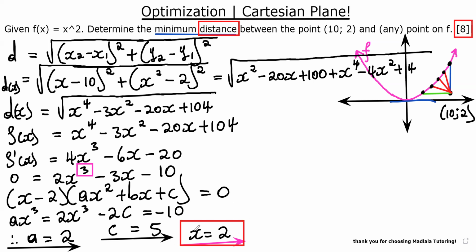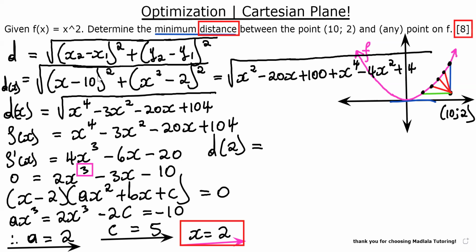Okay, fine. So now that we know x equals 2, what are we saying? This is the x value for which the distance will be a minimum. But the question didn't say calculate the x value such that the distance will be a minimum. No, the question actually said calculate the minimum distance itself. Okay, so how do we do that? Well, it's easy. We go to the distance function and we want to find the distance when x is 2, all right?